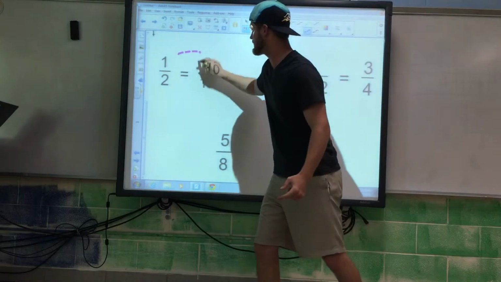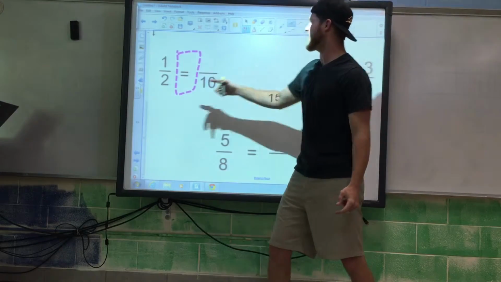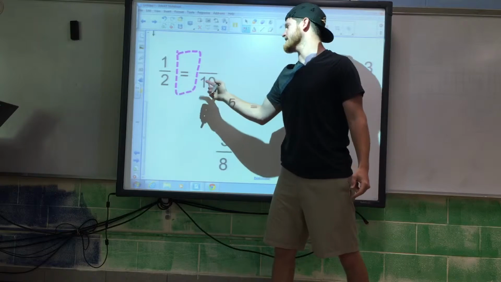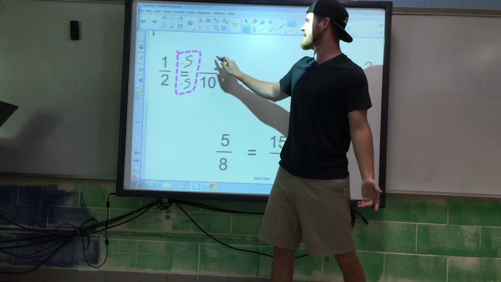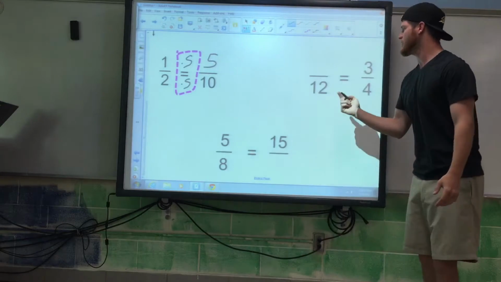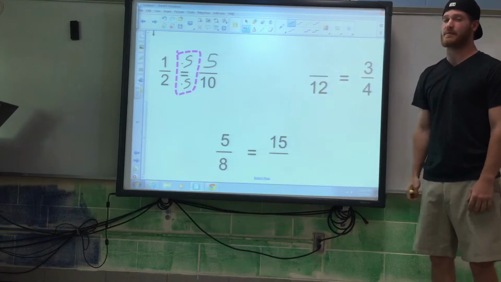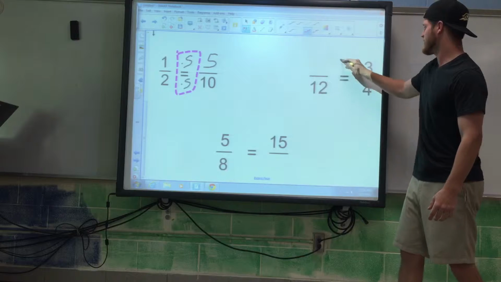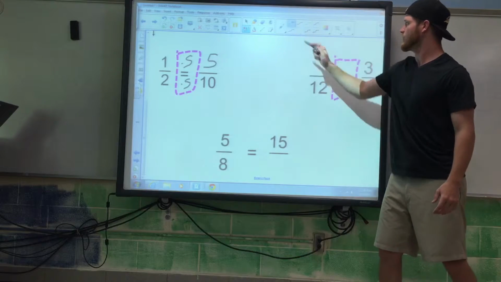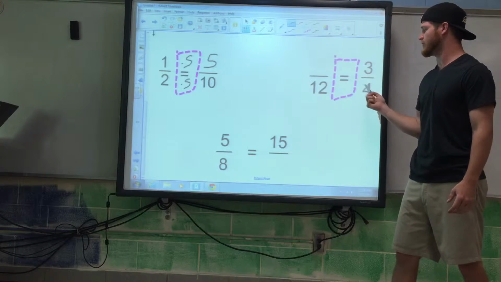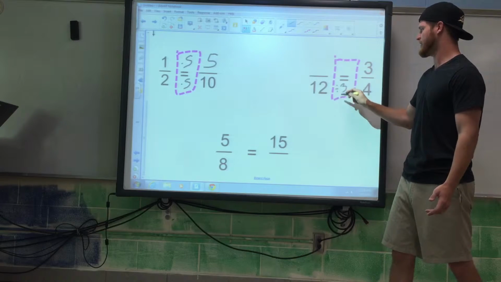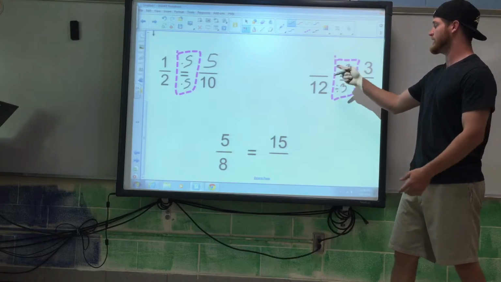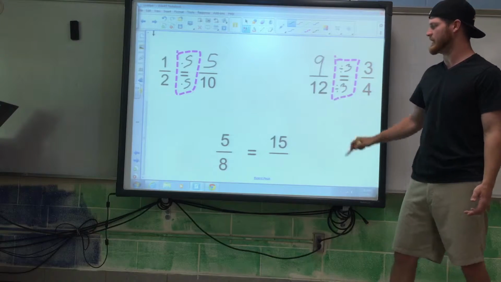Find out this middle section. Okay, we're given the bottom. So what do you do to 2 to get to 10? You would say multiply by 5. What you do to the bottom, do to the top. 1 times 5 is 5. Over here, we're missing this top piece. So, again, look for the middle. What do we do to 12 to get to 4? We're getting smaller, so instead of multiplying now, we're going to be dividing. So you divide by 3. So divide this one by 3. What divided by 3 is 3? You would tell me 9.